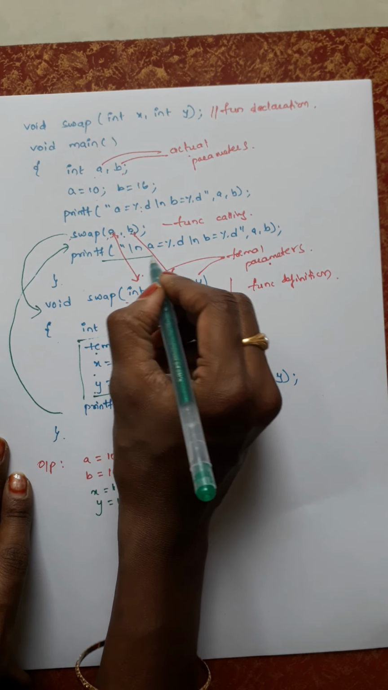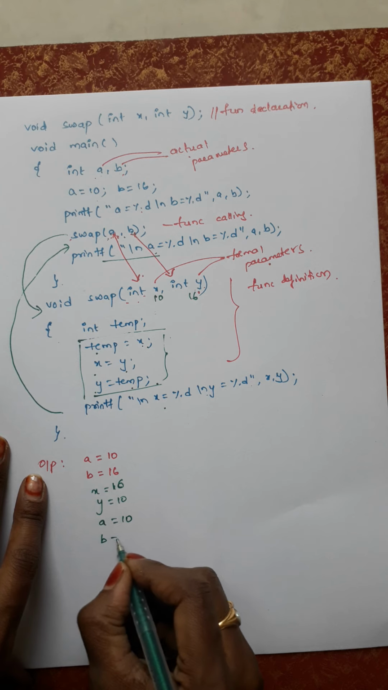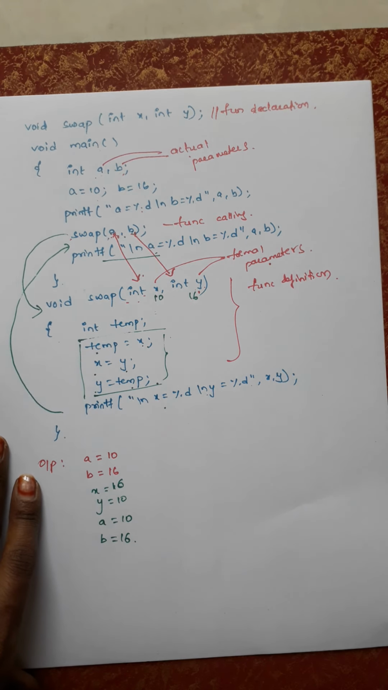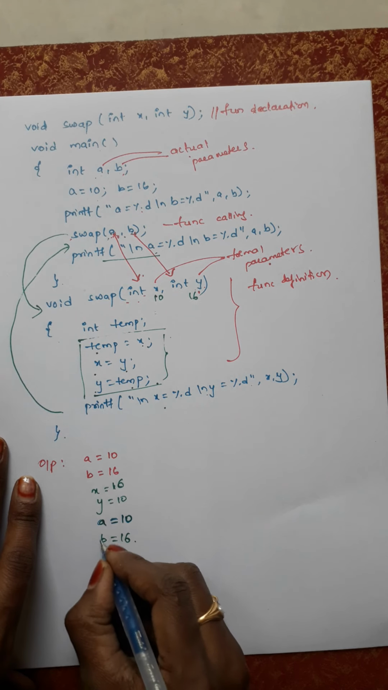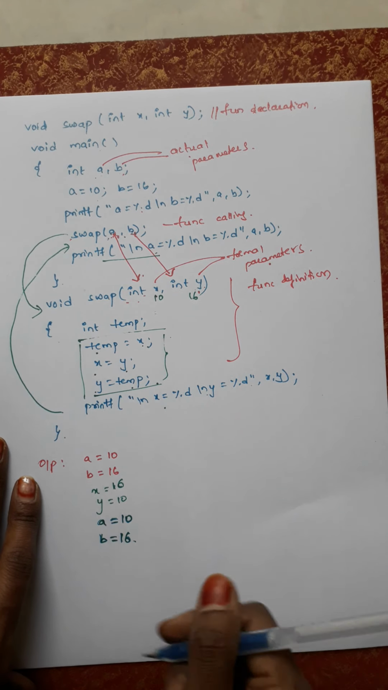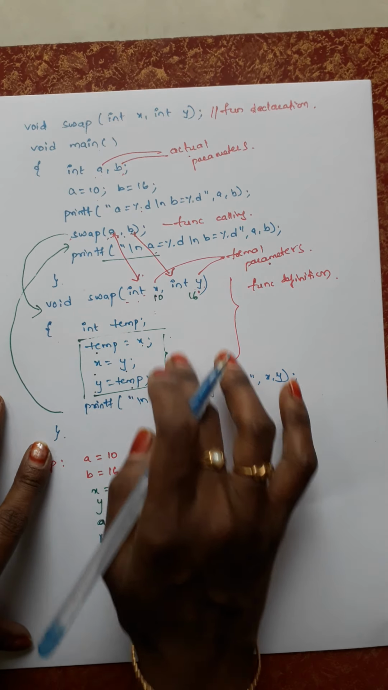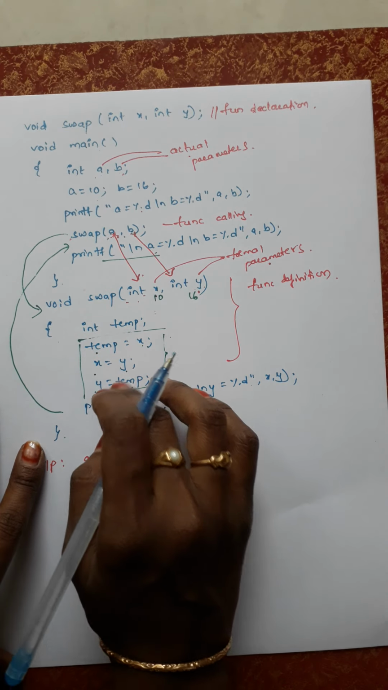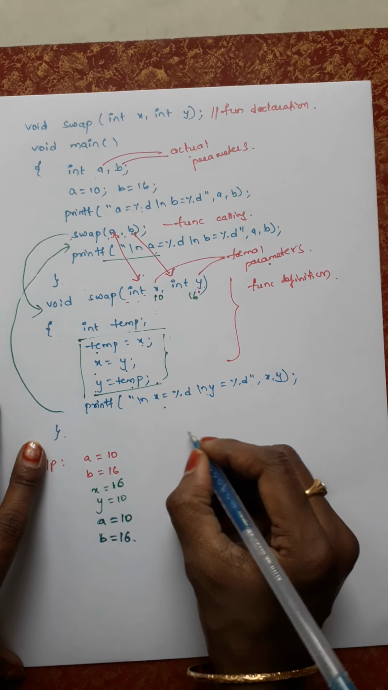What is the next step here? What is the A value? 10. What is the B value? 16. So what do we expect? We expect A is 16, B is 10. But it does not, because whatever changes occurred in the swap function do not affect A and B.